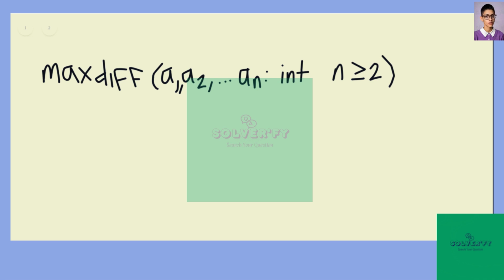So the first thing we want to do is consider the case where there's just these two elements. So what would we do? Well, we would set our max difference to A2 minus A1.